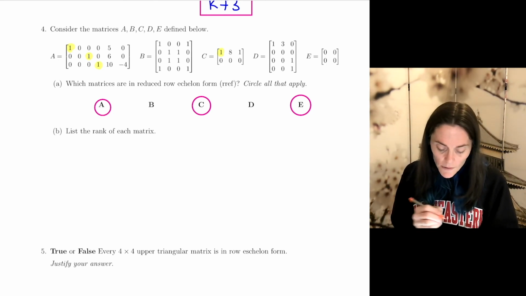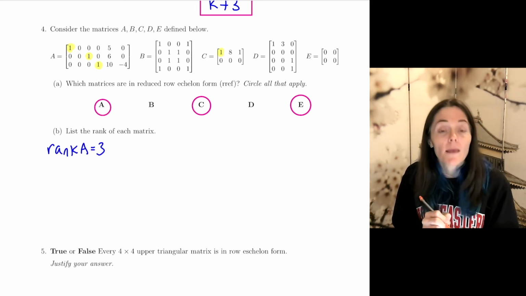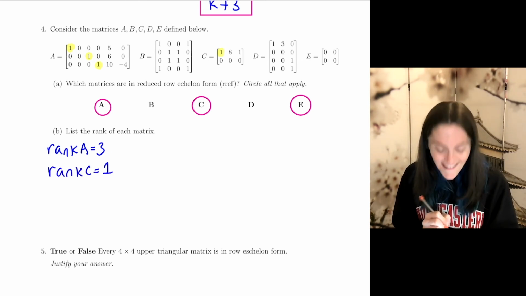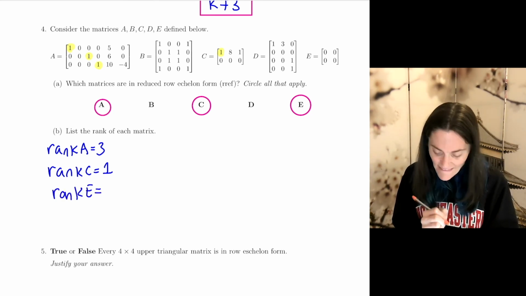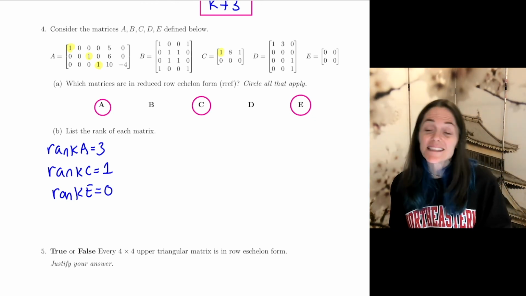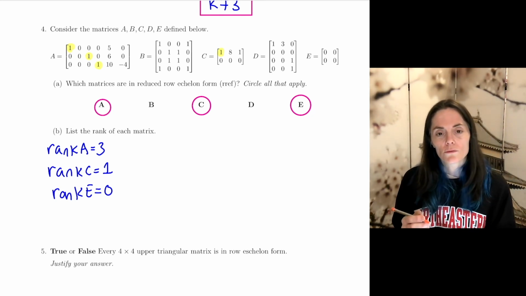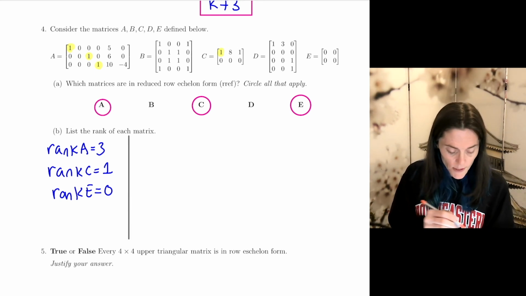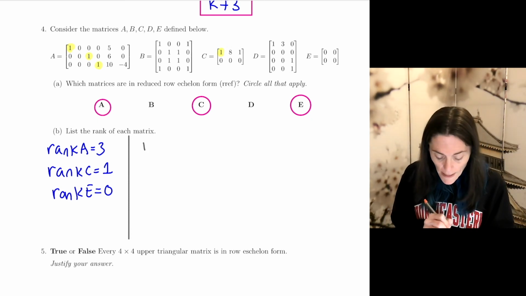So 3 of them we can do quickly for the rank. The rank of A is 3, number of leading ones. The rank of C is 1, number of leading ones. And the rank of E is 0. We don't have any leading ones, as I said, but it's in reduced row echelon form. The rank is 0. Now the other 2, B and D, you have to think about what is the reduced row echelon form in order to really answer this question. But it's not that hard in either one to see. So maybe I will make that as a comment.